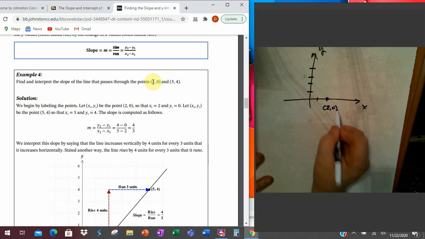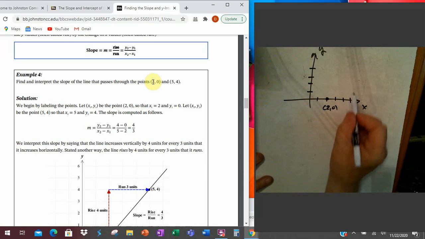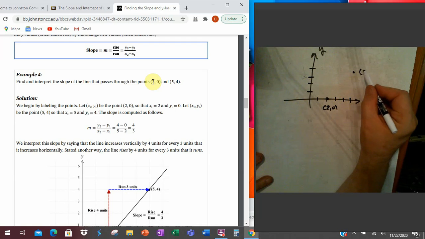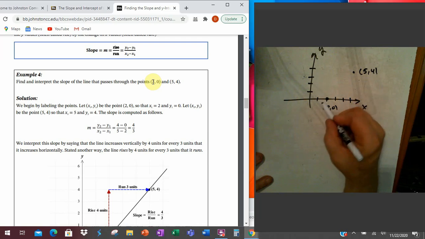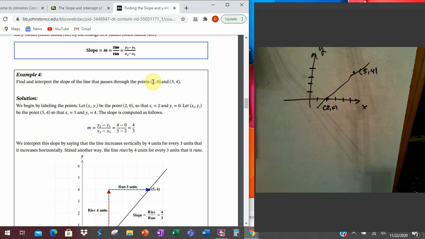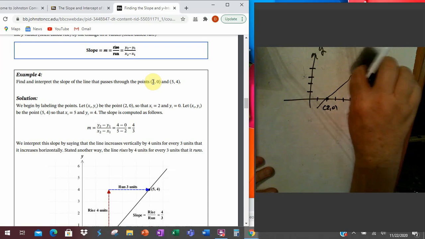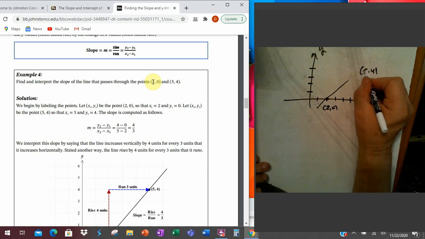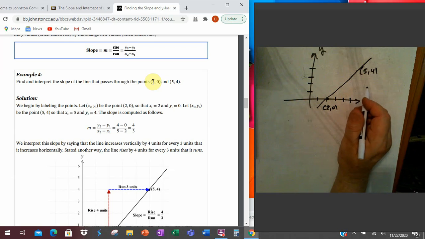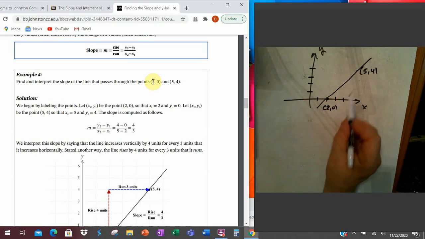So here is (2, 0) if I graphed it. And then over at 5, and up 4. So I go over 5, up 4. That's about that point right there, (5, 4). And then if I drew a straight line through here the best I can, that's not very straight. I stretched out too far. That would go through there. Okay. So this would be the slope. So if I went from here, I would go to here, and I would change it over.